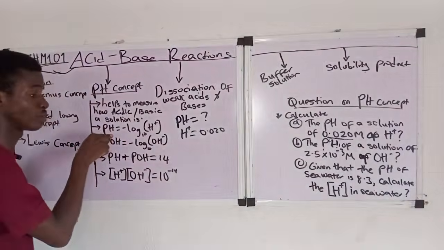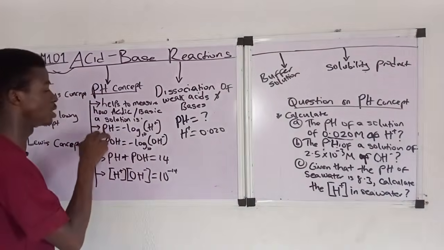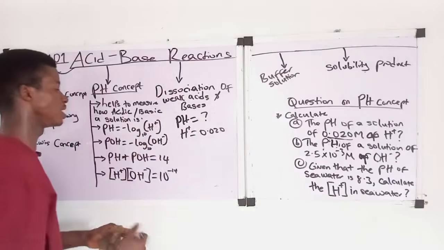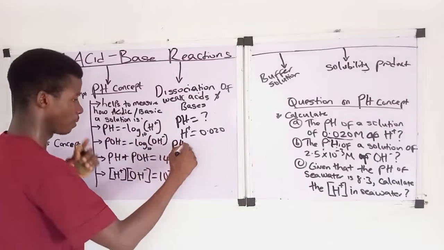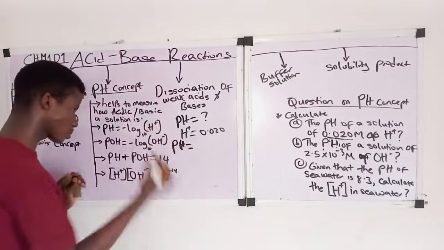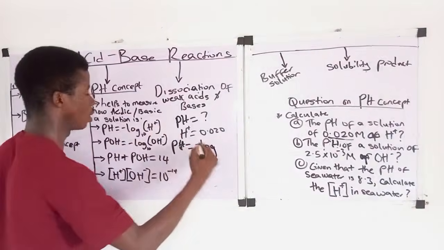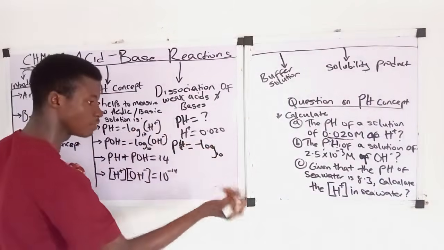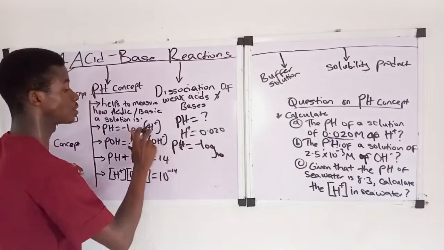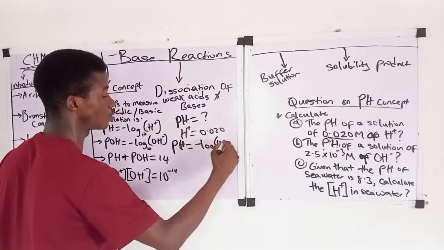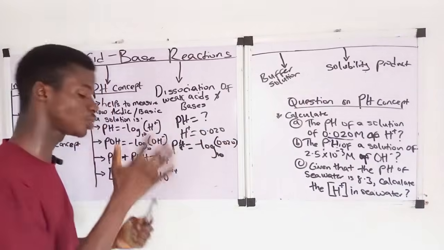We're going to use this first one because this first one relates pH to hydrogen ion, which is very easy. Just do like this: pH is equal to negative log base 10, then the concentration of hydrogen, which is 0.020. Just do it on your calculator.